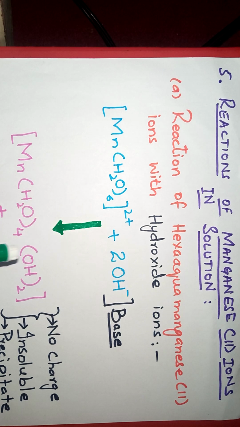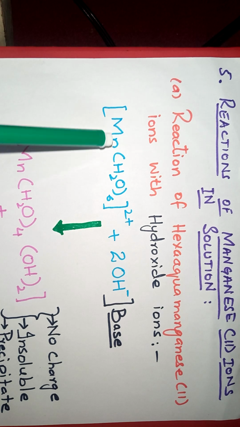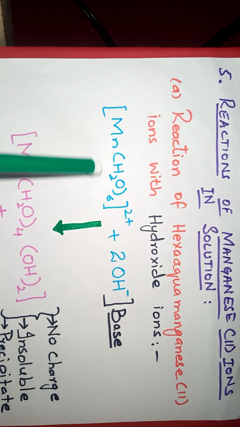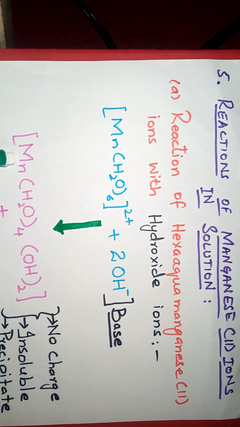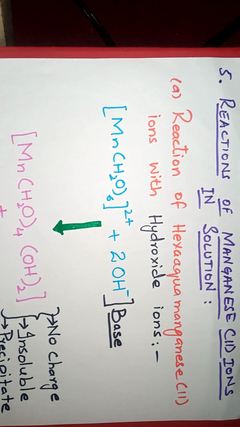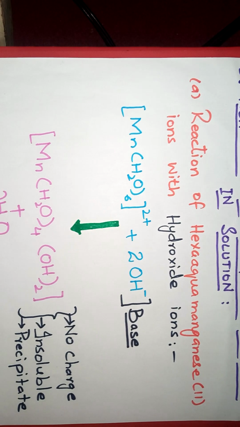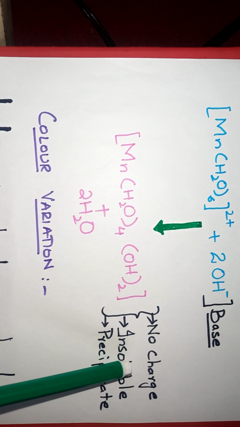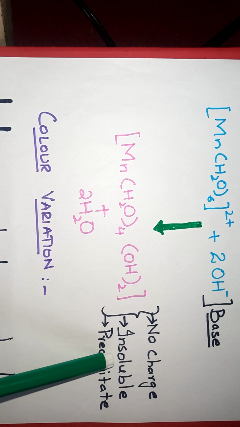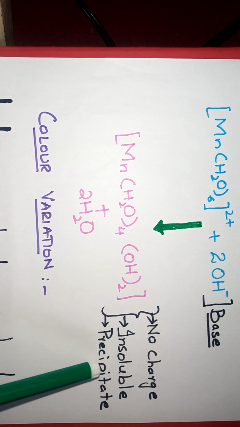And you will notice the change in the formula now. This hexa-aqua manganese 2 ion will convert into tetra-aqua dihydroxy manganese. And the important thing to note is it has no charge. It is insoluble in water, so it forms a precipitate.